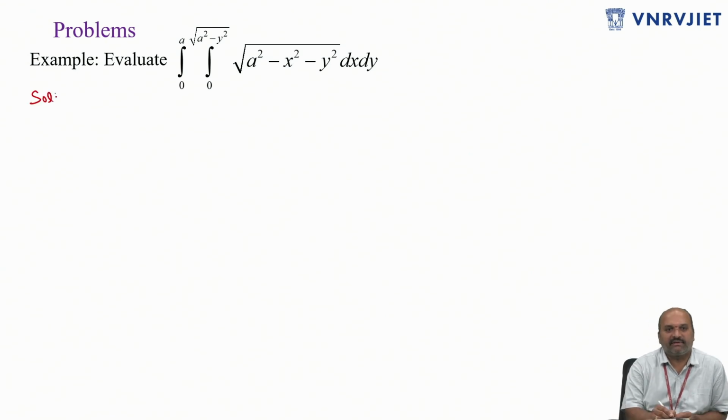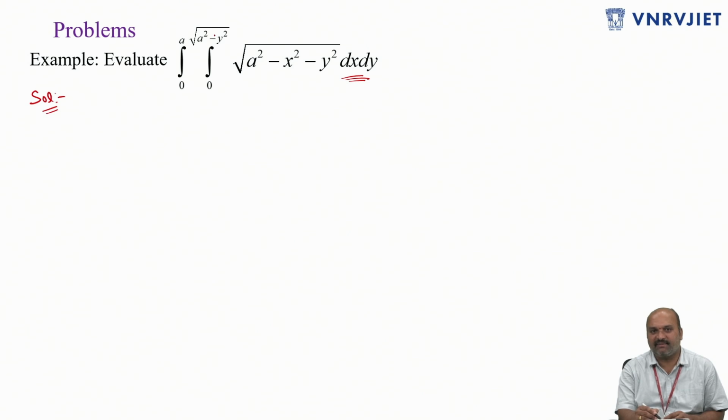Okay, we'll see one more problem. So here observe the inner integral, both the integral limits are 0 to a and 0 to root over a square minus y square. Here both the integral limits are not constants. This belongs to, say, case 3. So inner integral limits are functions of y, outer integral limits are constants. So in this case, you don't follow the other rule, you have to follow this.